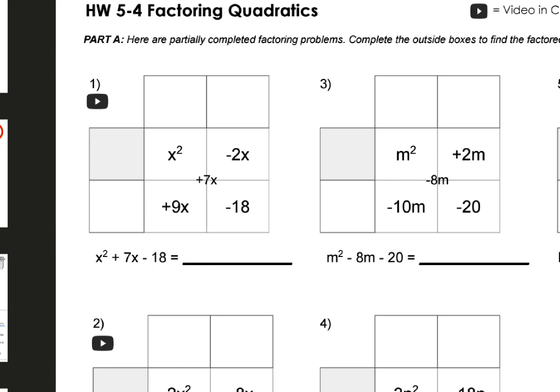All right, so now let's go over a couple of the homework problems. For the first set of problems, you're just filling out the outside of the box to get your final answer. Remember, we always find the GCF of this row, x and 2x. That has to just be an x. So this would have to be an x, this would have to be a negative 2, and this would have to be a positive 9. So x times x is x squared. Negative 2 times x is negative 2x. X times 9 is 9x. Negative 2 times 9 is negative 18. And these two numbers add to make positive 7. So my final answer is x minus 2 and x plus 9.